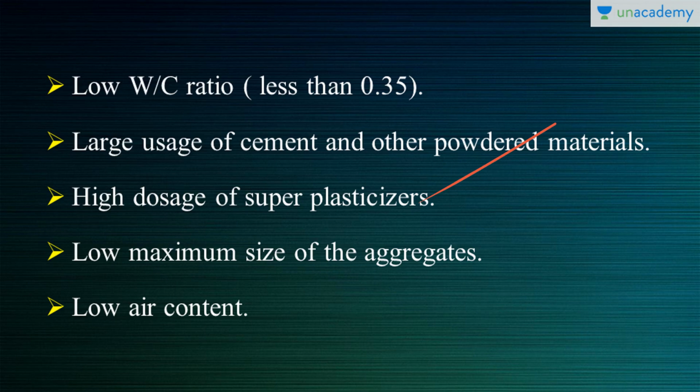All right, and the next one is a low maximum size of the aggregate. So aggregate size will be less, so that there will be more bonding capacity, less surface area, more dimensional stability, and the mix will be homogeneous. And the next point is the low air content, which means that the air content present inside should be kept at a very minimal amount, otherwise it will contribute to the pores. If there is a greater number of pores, the porosity increases, and as the porosity increases, the strength of the concrete decreases. So these are some of the characters of the high strength concrete.